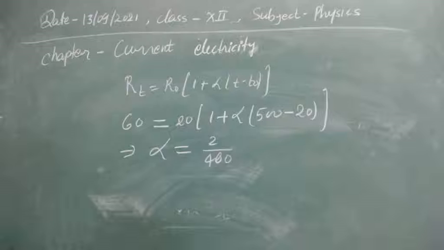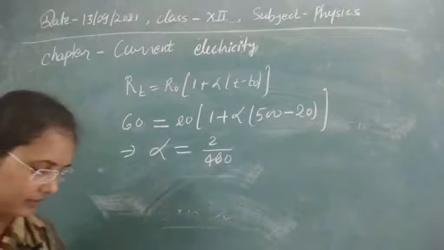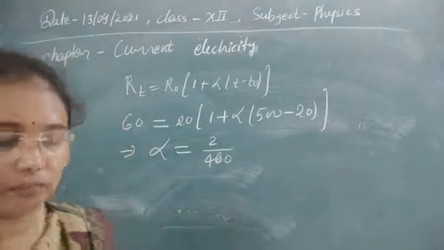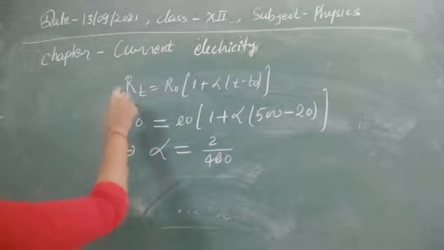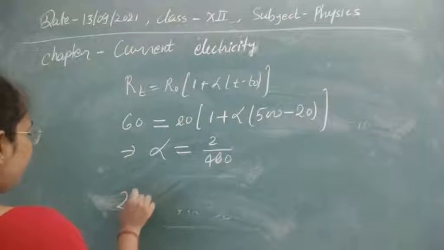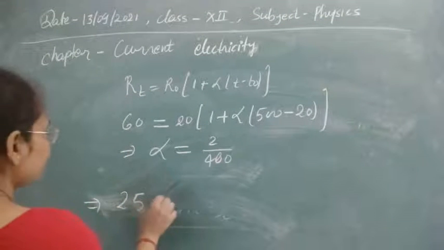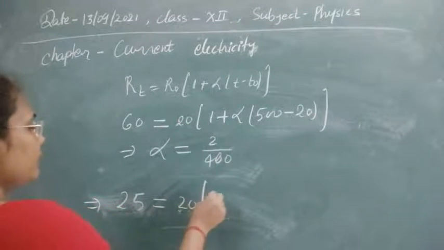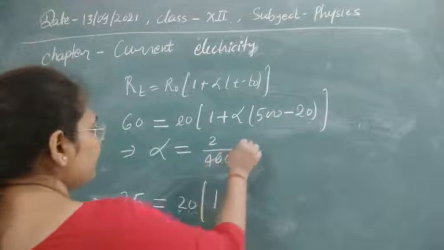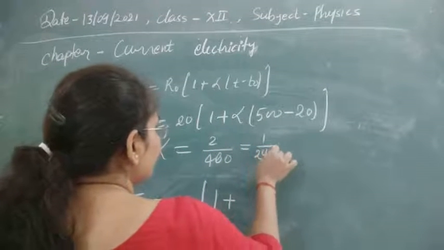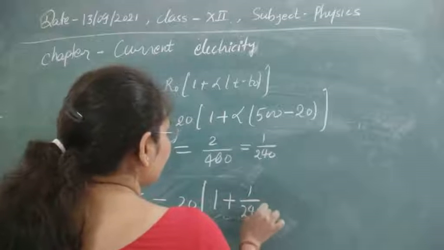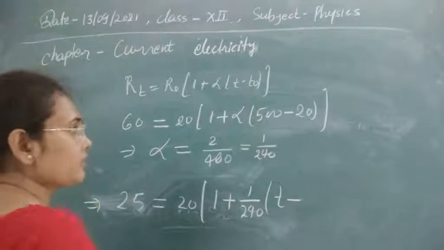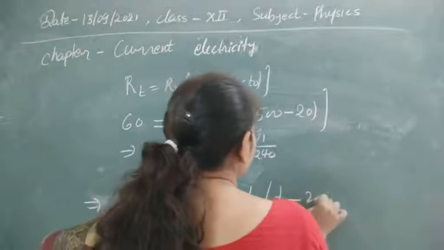Now next we have to find out at which temperature the resistance will be 25 ohm. So let's find out using this same equation. RT is now given in our question, that is 25 ohm, and R0 is given initial already, 20, then 1 plus alpha, and here alpha has value 1 upon 240. So we can write 1 by 240. And now the final temperature we have to find out. We don't know this one, T we will get, and here it is 20.